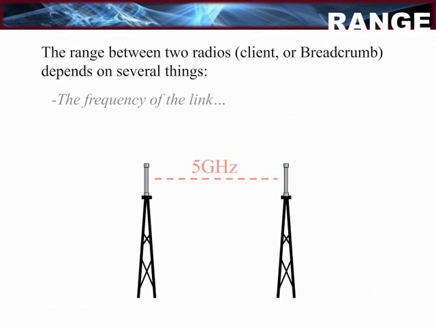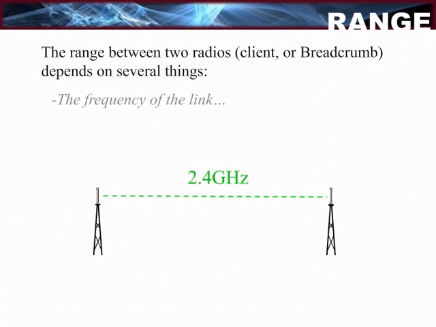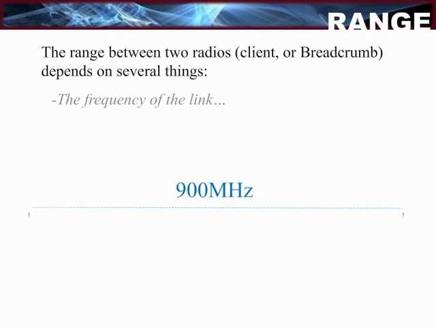Another aspect of RF that influences range is the frequency of the link. For example, 2.4 GHz propagates about twice as far as 5 GHz. 900 MHz propagates about 5 times farther than 5 GHz. This may vary a bit, but is usually a good rule of thumb.